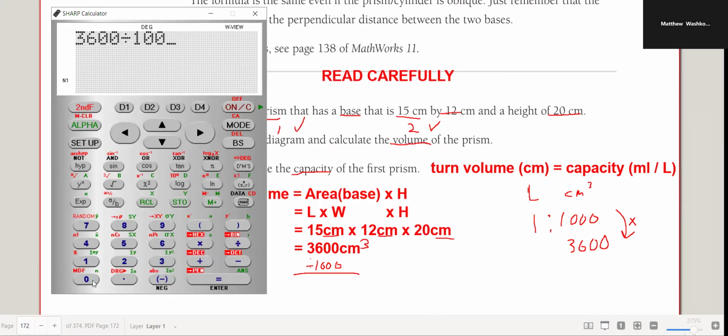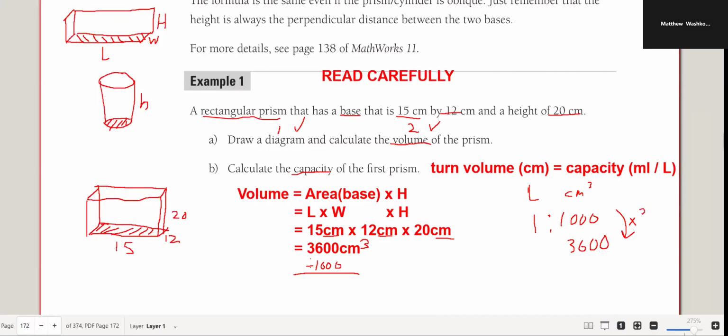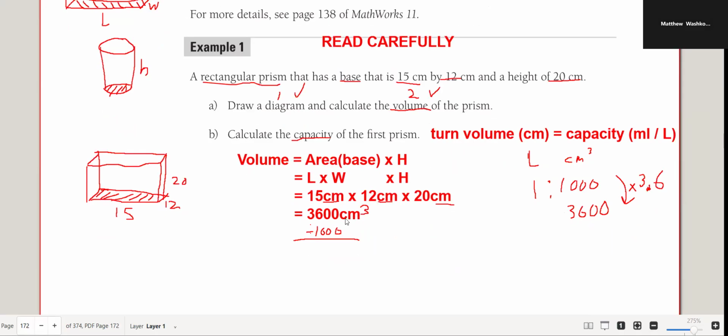Again, if I were to give you harder numbers, you wouldn't be able to eyeball this, right? So it's important to understand why, like how it happens, not just be able to look at it and be like, oh, well, it's obviously 3.6. So 3,600 divided by 1,000, or 1 times 3.6, either way, I get 3.6 liters.